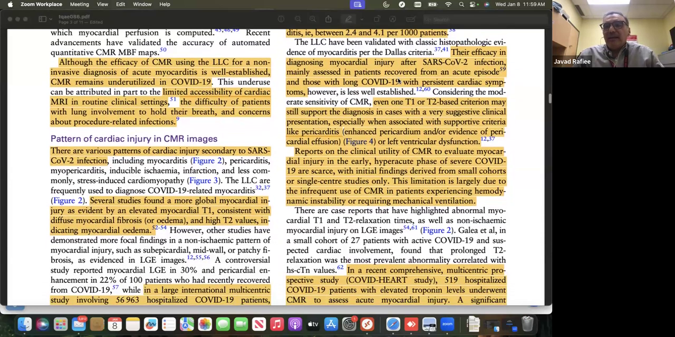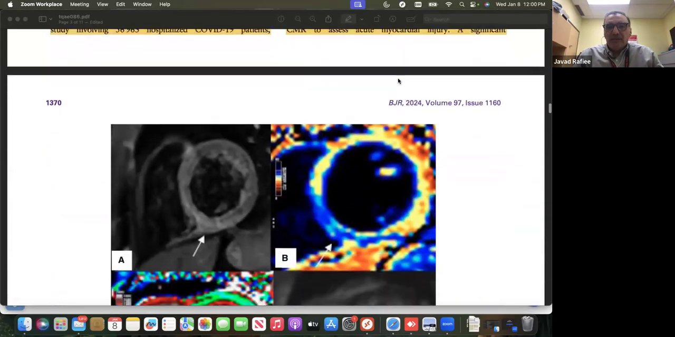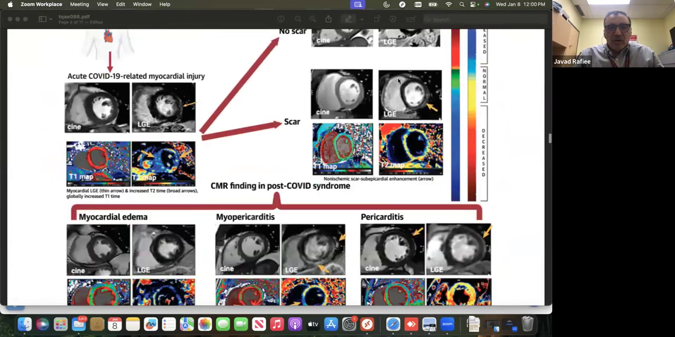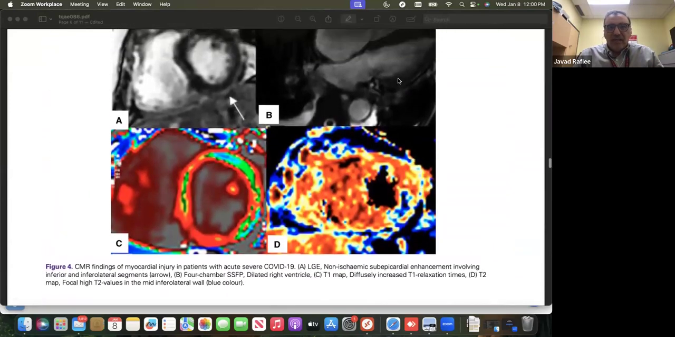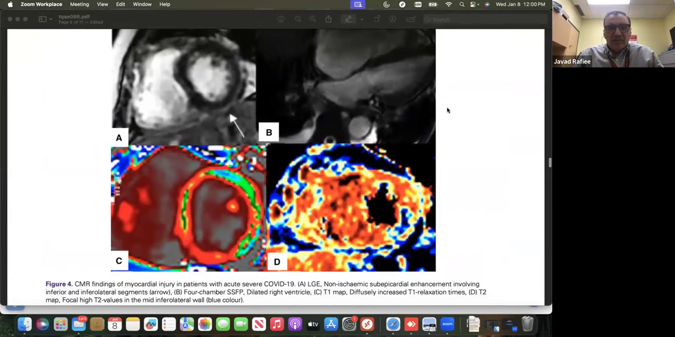But we found that in patients with a very suggestive clinical scenario, one abnormality on T1, or especially on T2, that shows edema, associated with one supportive criterion like pericarditis or pericardial effusion, can suggest cardiac involvement in the patient with myocarditis. So I want to show you one of the patients.